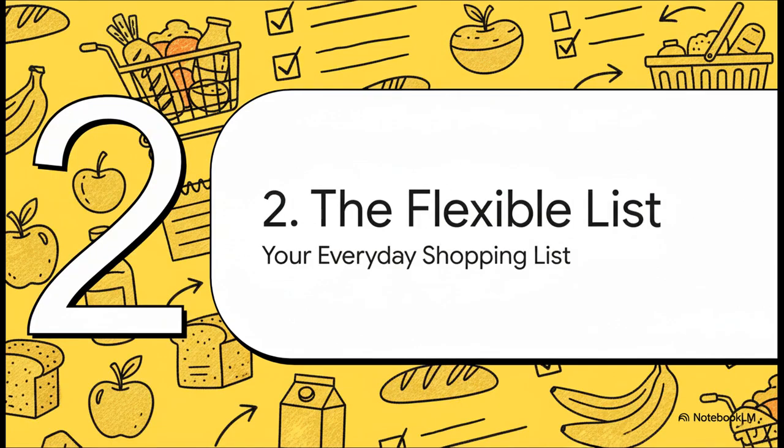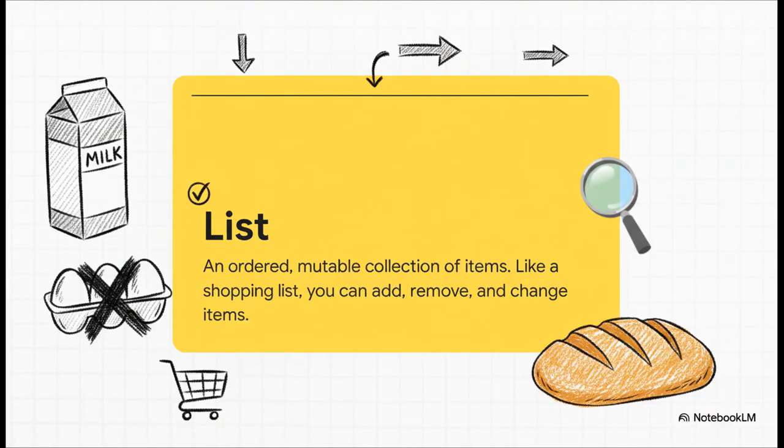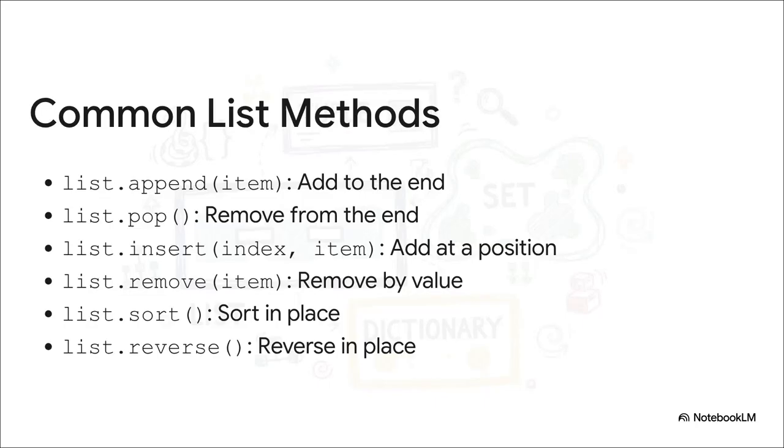First up, let's talk about our old friend, the list. Honestly, the best way to think about a list is just like a simple everyday shopping list. It is built from the ground up for one thing: flexibility. Okay, so the crucial things to remember here are its two key properties. First, it's ordered, which means items stay exactly in the position you put them. And second, it's mutable, which is just a fancy way of saying you can change it. You can add milk to the end, cross off eggs, or change bread to sourdough. It's totally dynamic. And all this flexibility comes from a bunch of handy built-in methods.